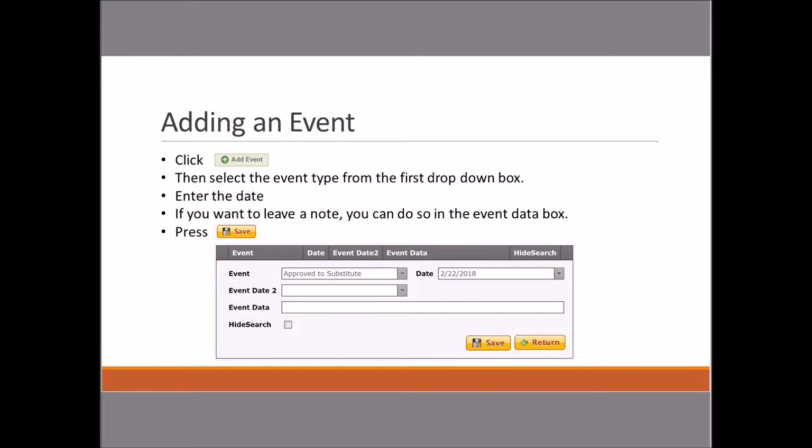Adding an event is relatively simple. You always start by finding that little plus sign. That's our add button. When you do that, the screen below opens, and your next step is to choose the event that you want to add to that particular user's record. In my example, I'm on the JAS portal, and I want to mark this user as someone we've approved to substitute. So from my drop-down field, I would find the event I want, which in my sample is approved to substitute.